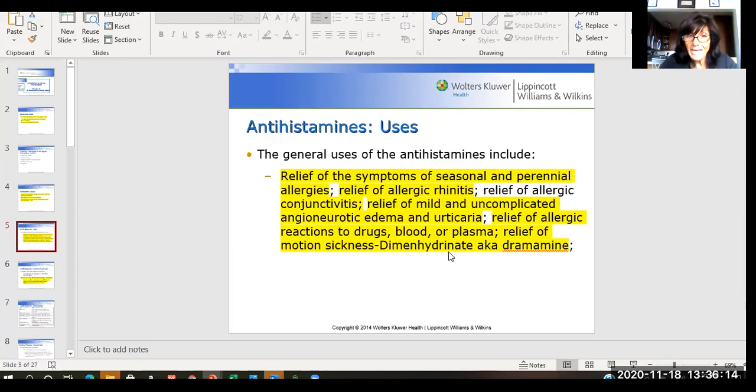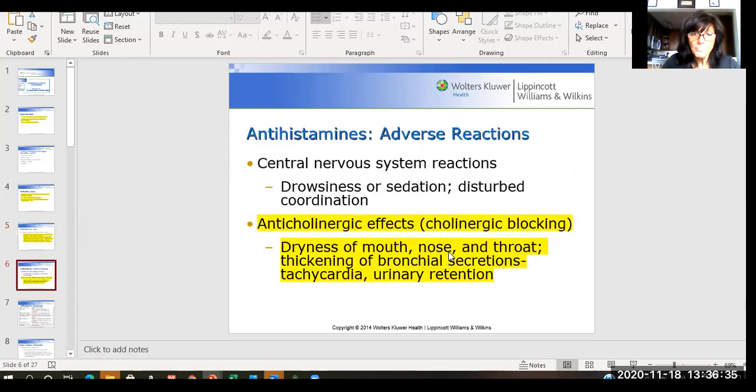But dimenhydrinate and diphenhydramine share side effects. So that's why I'm putting them both in together. Even though diphenhydramine is the drug that you needed to look up and do a med template on, you're going to need to know about dimenhydrinate later on, but let me introduce you to it now, okay?